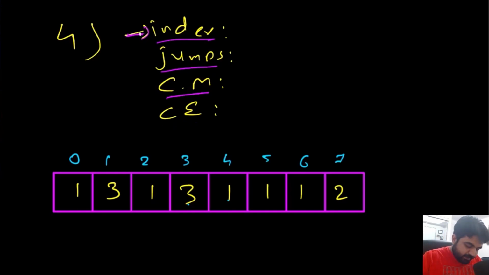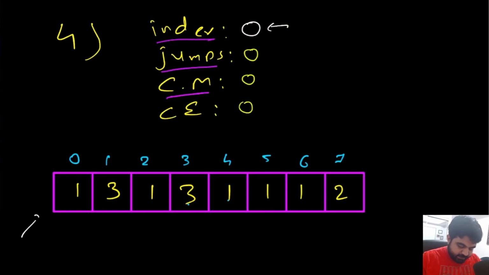So now let's look at the example, and let's initially assign the values. So initially the number of jumps is 0, current maximum is also 0, and current end is also 0. Now we start our journey. So first we come up at this first index. So whenever we are at the first index, the index value currently is 0. Now let's just keep on updating these values, right?